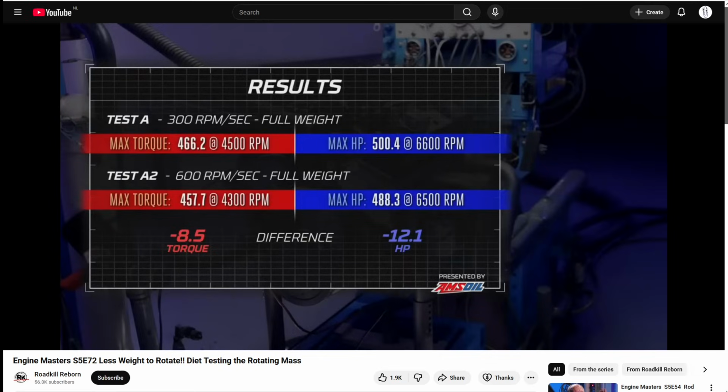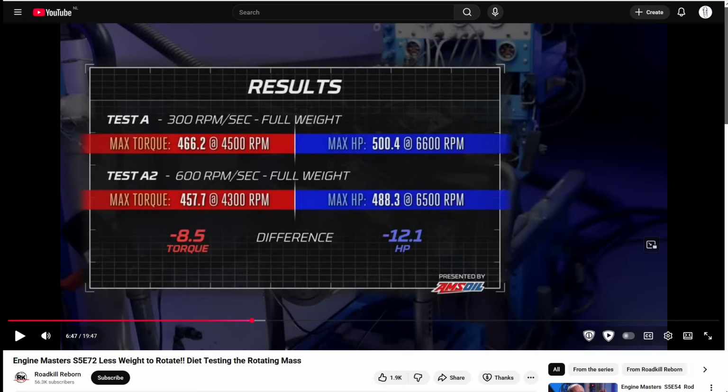But what makes it interesting, they do this on the dyno where they control how fast the revs rise, and they do it at 300 RPM per second and then at 600 RPM per second. The idea being that the faster you ask your engine to accelerate, the more you will feel the extra heavy rotating masses.